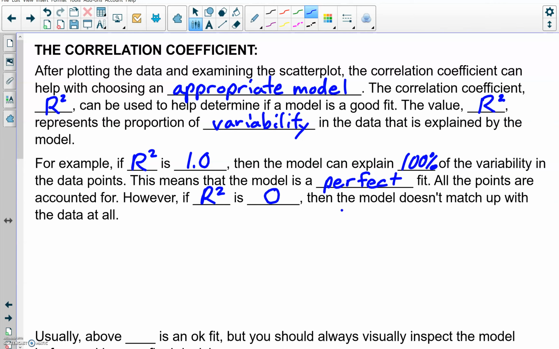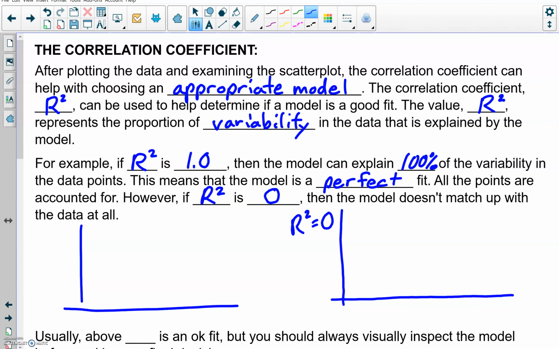So most of the time, your r squared is not going to be 0 or 1. It's going to be somewhere in between. And if we take a look here, just like an example here for r squared is 0, I'm going to draw one over here for r squared is 1, just to kind of show you visually what this might look like. So let's say we had some scatter plot points that look like this.